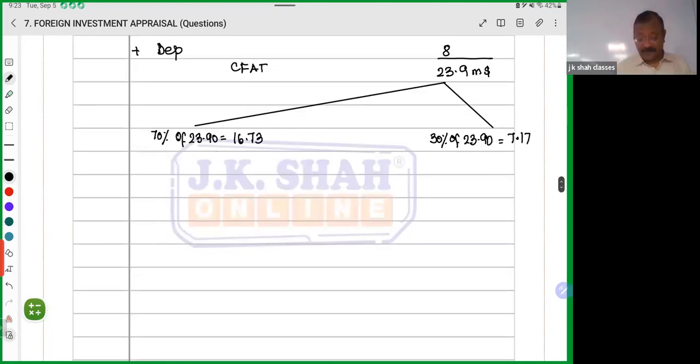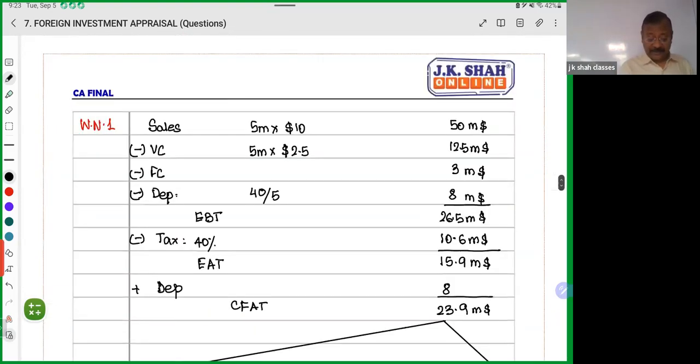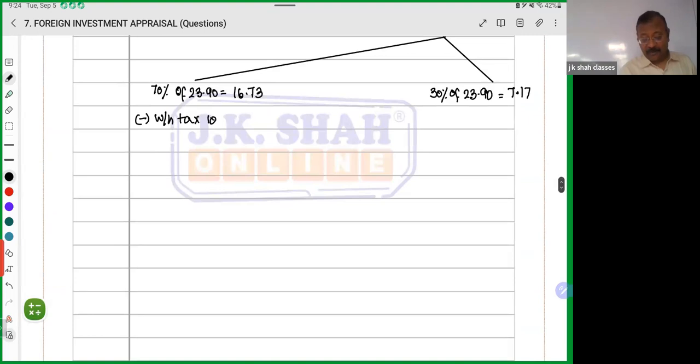Here, every year, you will try to remit out 16.73. Now, this is an income. So, therefore, withholding tax of how much? 10%. Okay. Now, another piece of information. Like in SFM, in FM, we just calculate 10% of 16.73. But in real life, withholding tax is calculated as 10 upon 110.